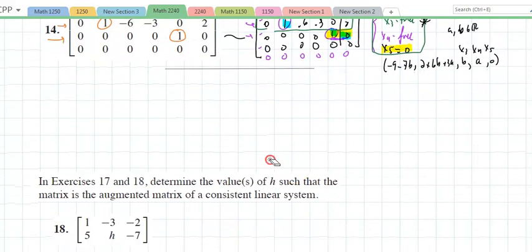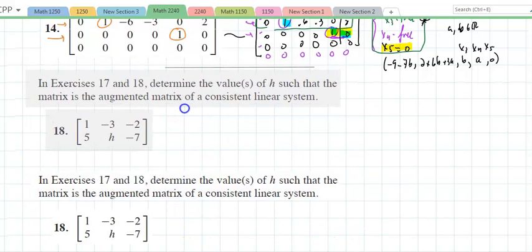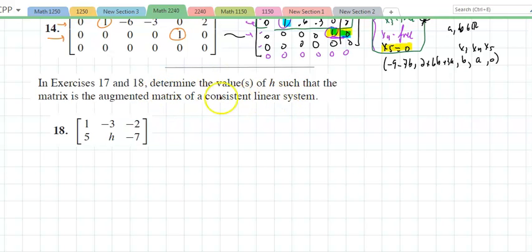Next problem up is number 18, and let's pay attention and see what we learned. This is an augmented matrix. Determine the value such that this augmented matrix is a consistent linear system. Well, let's see how this plays. If I take row 1 multiplied by negative 5 added to row 2, 1, negative 3, negative 2. If I add by negative 5, that's a 0. 15 plus h. And by a 5, that's negative 5, that's a 10 minus, that's a 3.